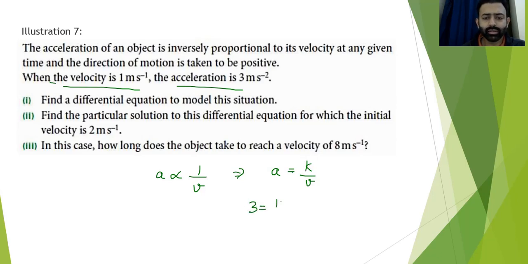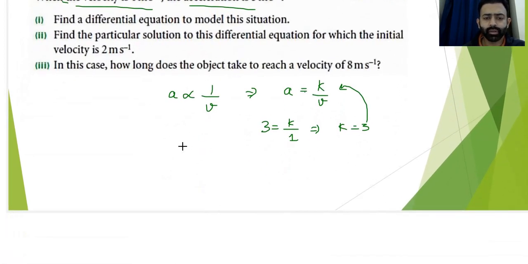So a value is 3, this is k and v value is 1. So here I get value of k as 3. Putting this back into the equation, I get my equation as a is equal to 3 over v. Then it says that find a differential equation to model this situation.